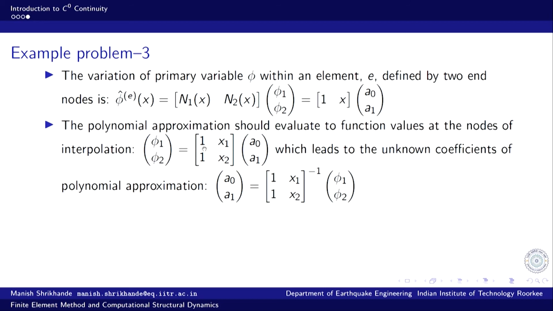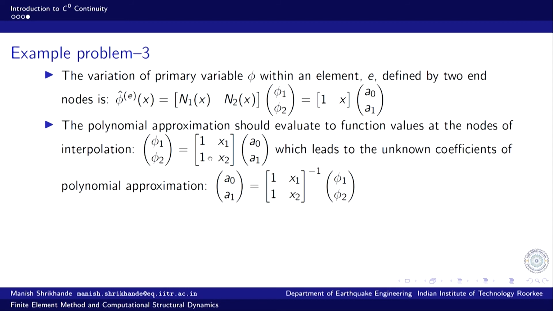So, phi 1 should be equal to a0 plus a1 x1. This polynomial variation, when evaluated at x1, should give the value of the function at node 1. Similarly, phi 2 should be equal to a0 plus a1 x2, and this gives us the basic condition for evaluating the unknown coefficients a0 and a1 for the polynomial approximation within the element.